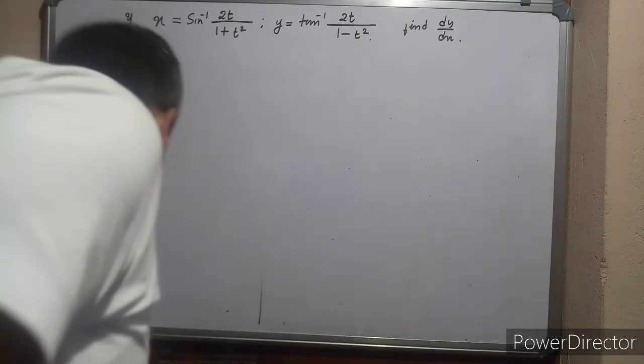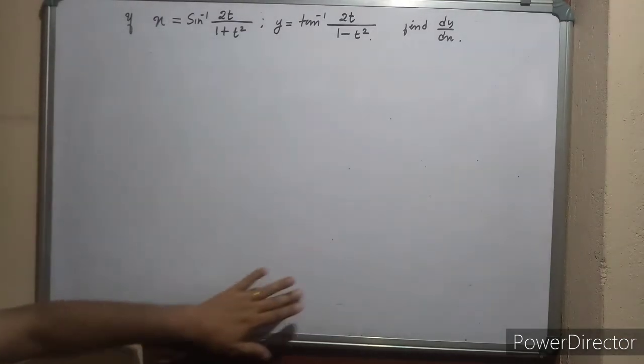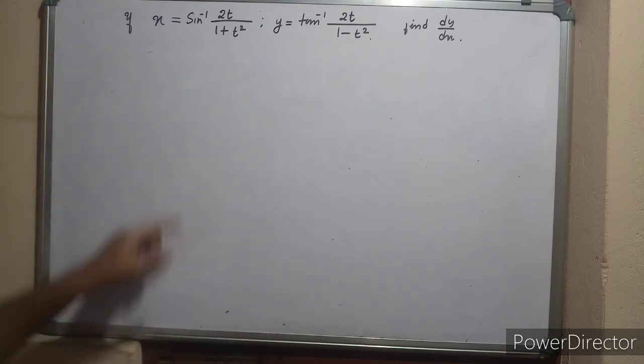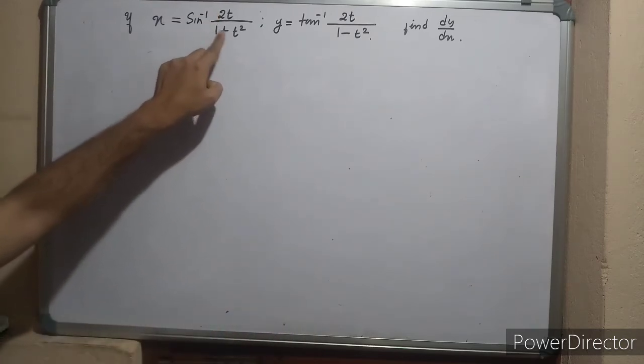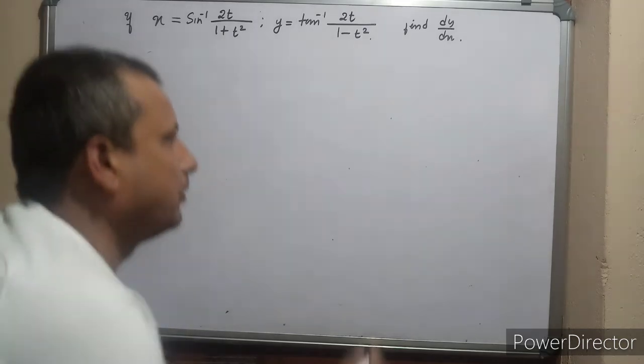Now this question looks like a complicated one, but if you use the inverse trigonometric formula, this question will be very easy. This is just a 2 marks type question. Let's say sine inverse 2t over 1 plus t square. We did these things in inverse trigonometry.